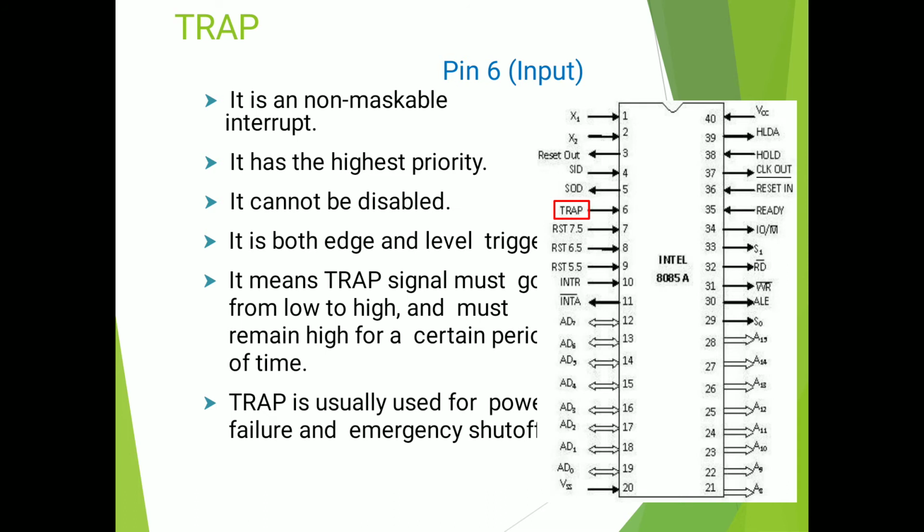Then what is trap? Trap is a non-maskable interrupt. It has the highest priority. It cannot be disabled. It is both edge and level triggering. A trap signal must go from low to high and must remain high for a certain period of time. Trap is usually used for power failure and emergency shut off.